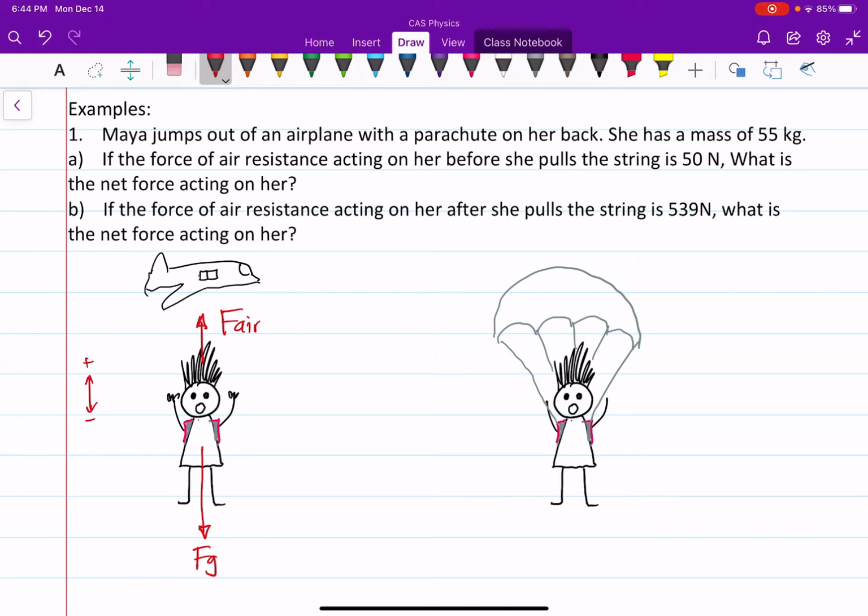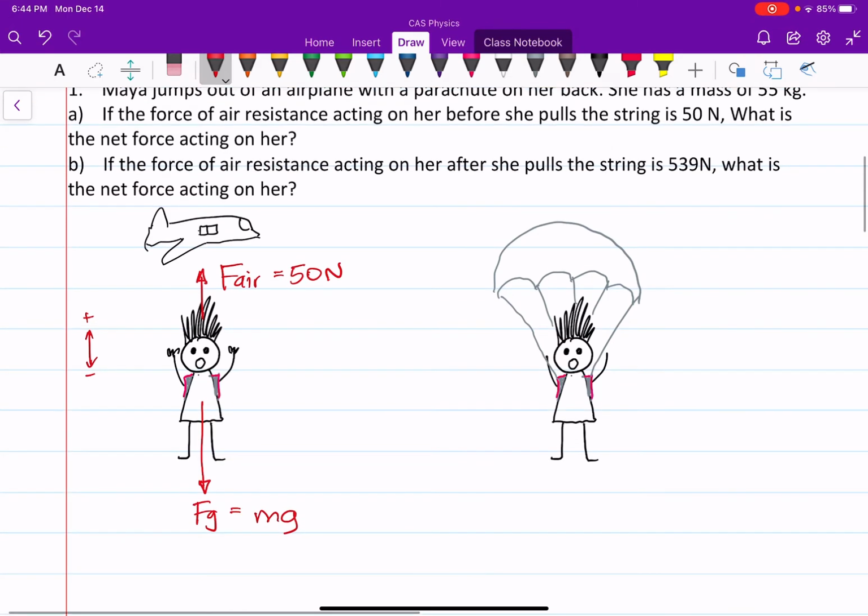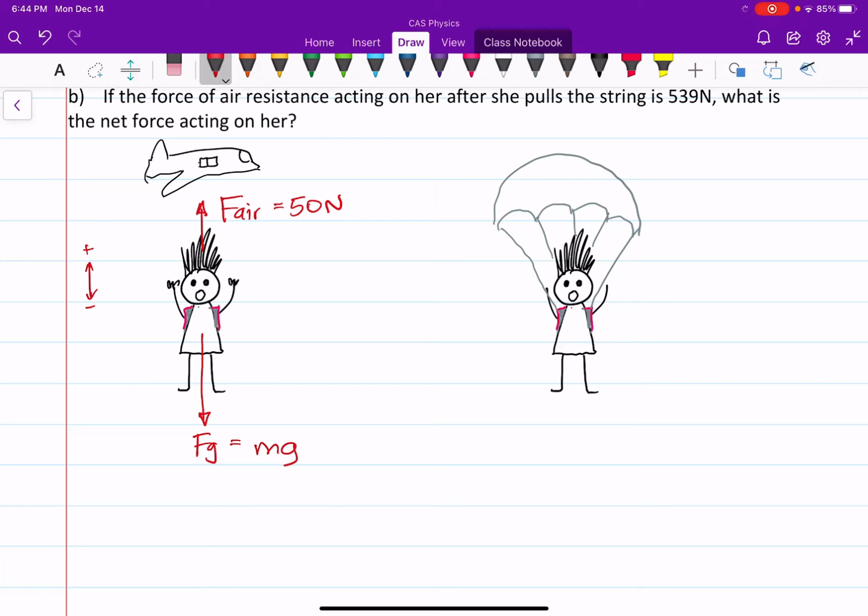So now we actually want to put numbers in here. The question tells us that the force of air resistance is 50 newtons, so that's 50 newtons acting up. Now we have a formula for the force of gravity, and it is that Fg is equal to mg. This is always true for an object on the surface of the earth. The force of gravity is equal to the mass of the object, in kilograms, times g, the gravitational field strength. It has a value on the earth of 9.8 meters per second squared.